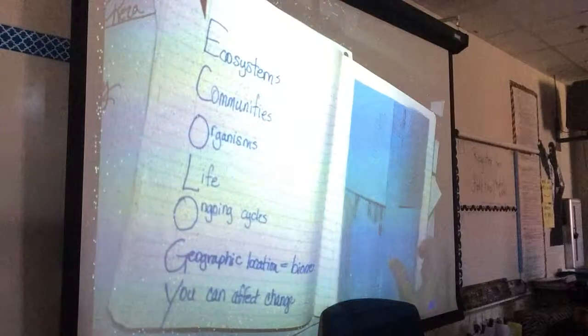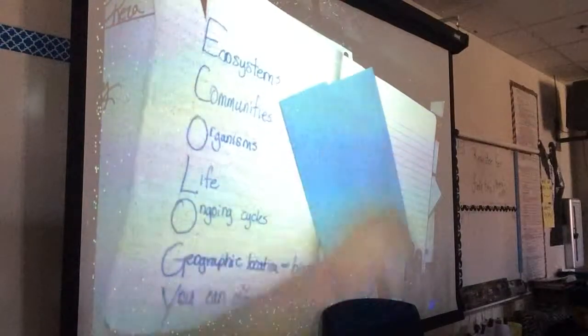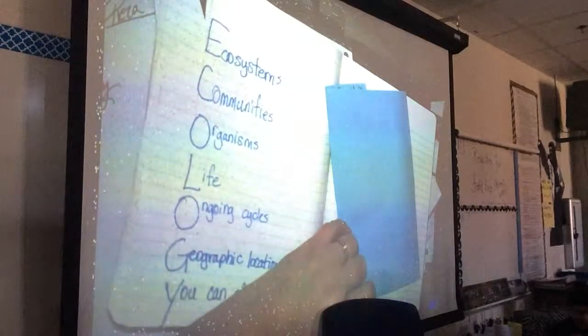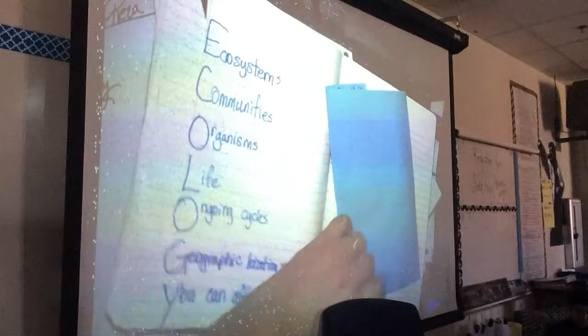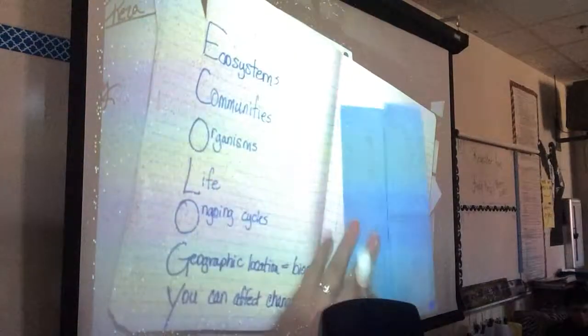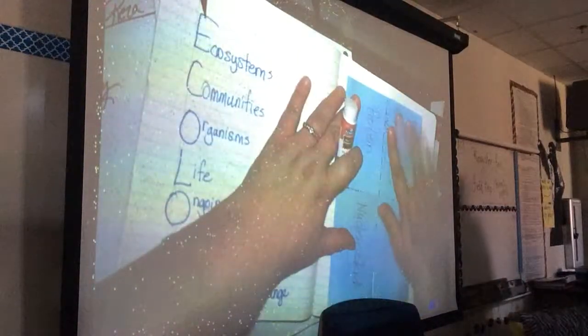Awesome. So gluing this in our foldable. When you get that done, put your journal up, and that's all we're doing for the rest of the day, which we only have a matter of minutes left, okay? We will finish this foldable tomorrow.